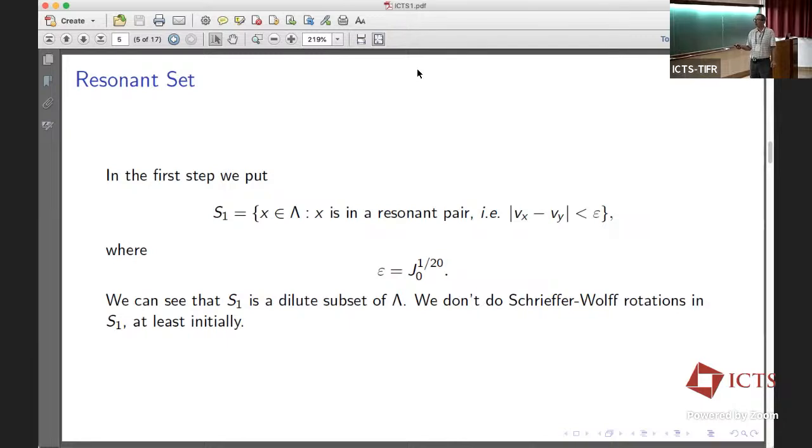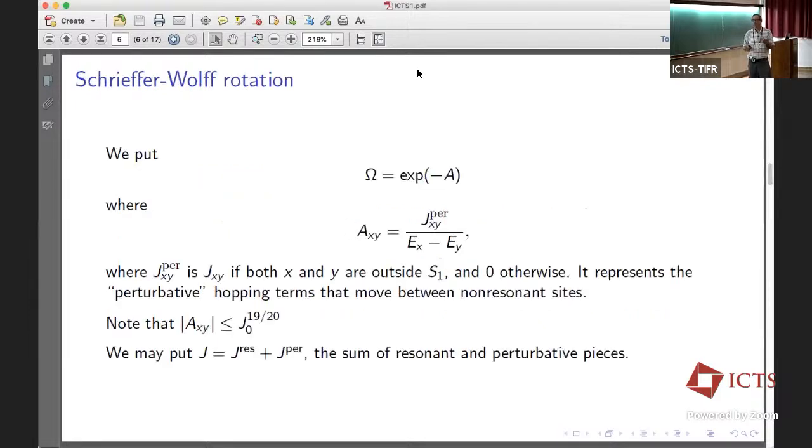And we don't try to do the Schrieffer-Wolff rotations in S1, at least initially. We'll get to that in subsequent steps. Ultimately, what we have here is an RG procedure. And right now, I'm just talking about step 1 of the RG.